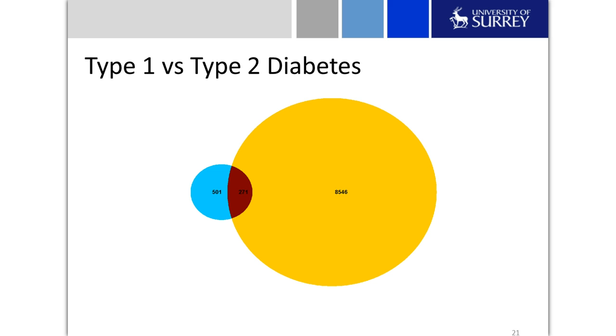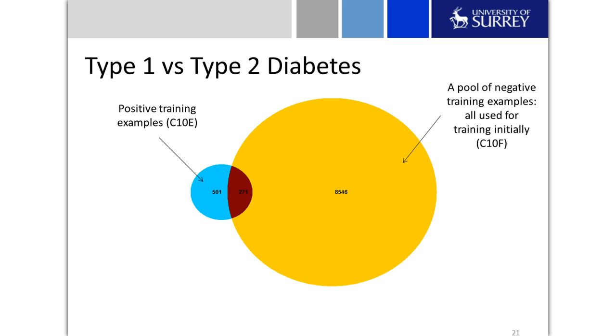I took a subset of the QI-CKD database of 10,000 patients. Out of that, I identified about 500 of the patients have type 1 diabetes using the C10E code. And using another code, C10F, I identified patients with type 2 diabetes. So patients with type 1 diabetes will be labeled as positive examples. Those with type 2 will be labeled as negative examples.